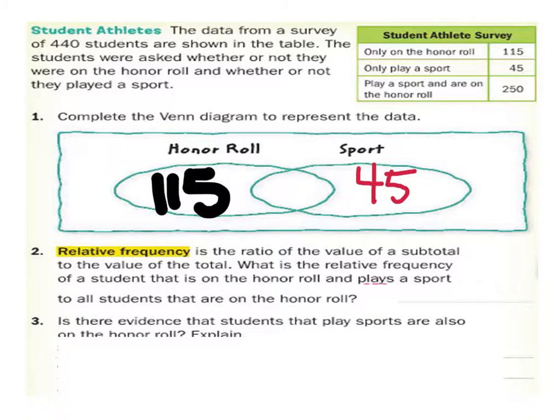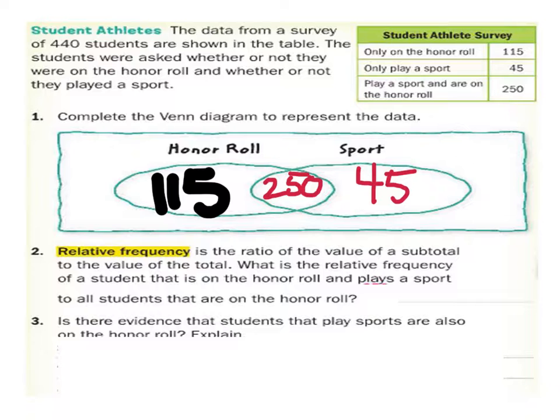So you can see in this diagram where the two circles come together, that is where they both play a sport and are on the honor roll. And how many students play a sport and are on the honor roll? 250. The thing is, it says there's 440 students, so there's one more option here. You've got a number of students that are neither on the honor roll nor play a sport. So we got to figure that out.